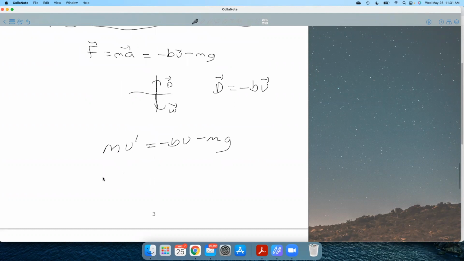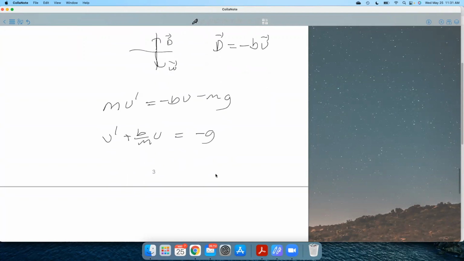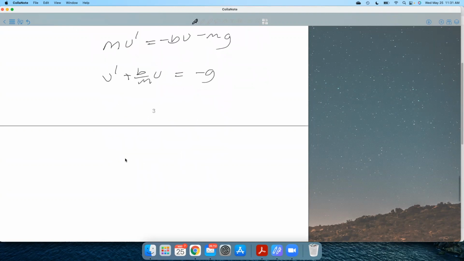I could divide everybody by m here and get v prime. I'm going to move this term over: plus beta over m v equals negative g. I divided through by m and moved this term to the left. That's a linear first order DE. We could solve this using an integrating factor. So my integrating factor, mu of t.